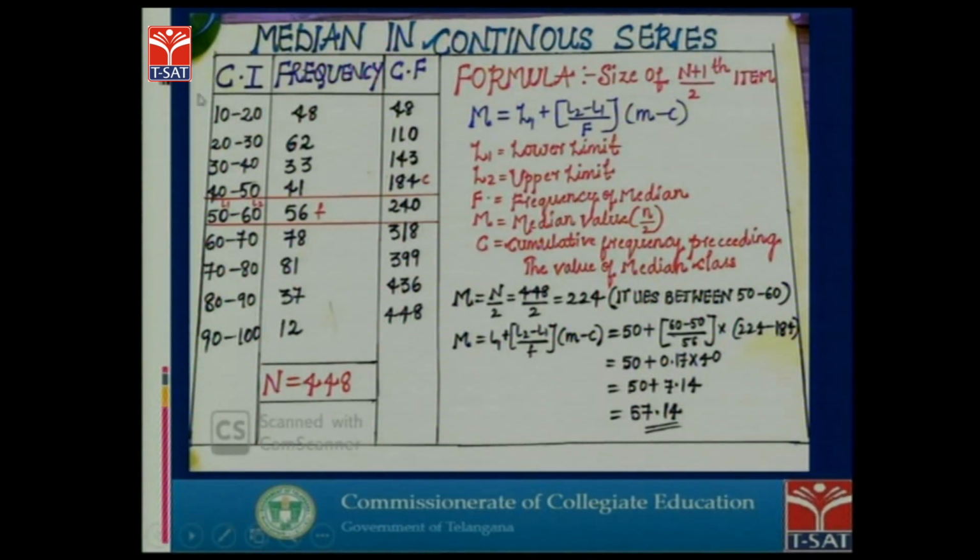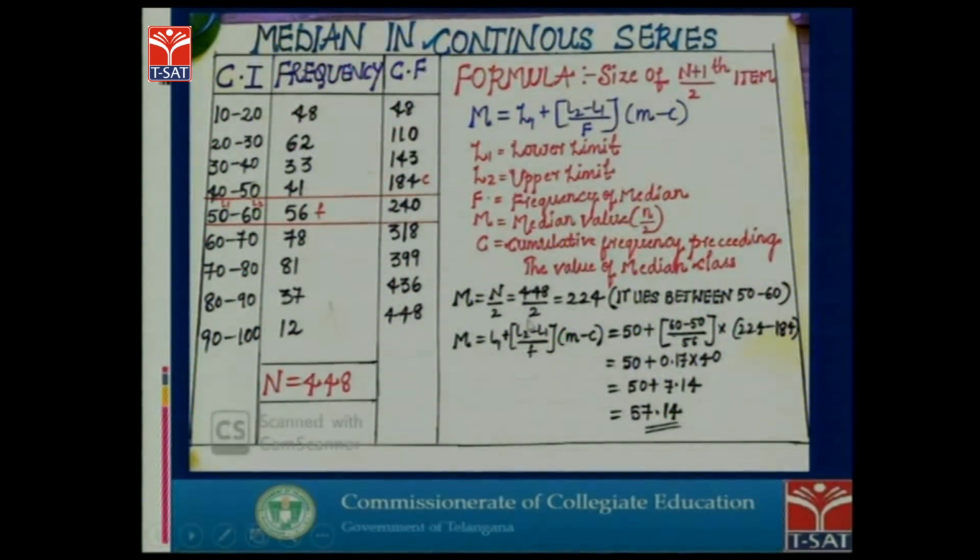Now let us substitute these values in the formula, that is M is equal to n by 2. n by 2 is 448 divided by 2, that is 224. It lies between 50 to 60. Now M is equal to L1 plus (L2 minus L1) divided by F into (M minus C). Now we have to substitute these values in the formula.